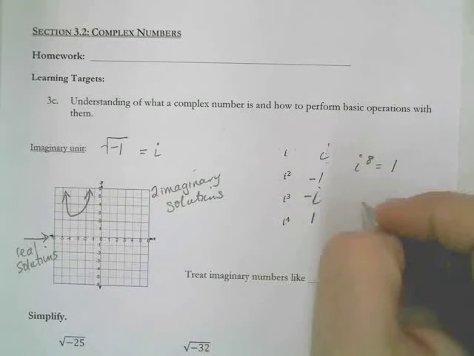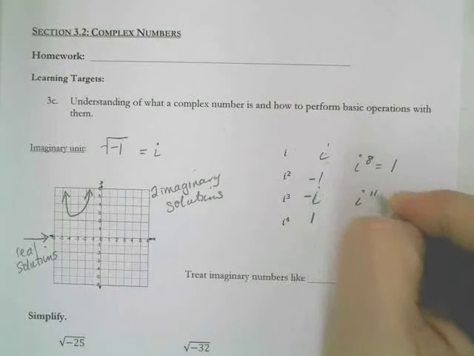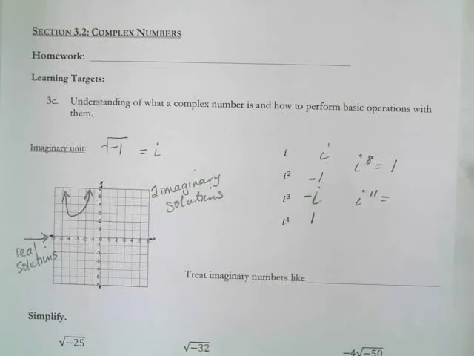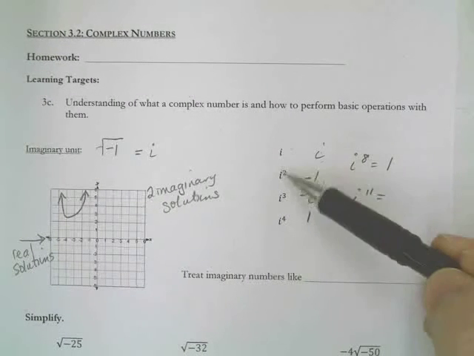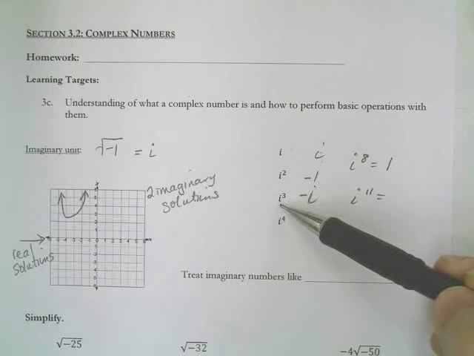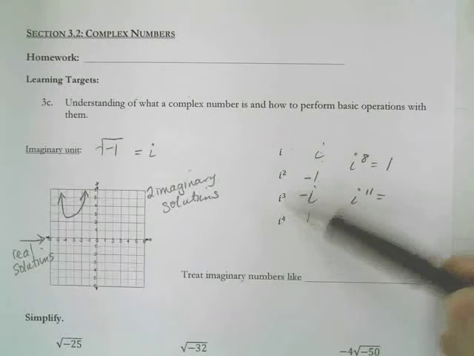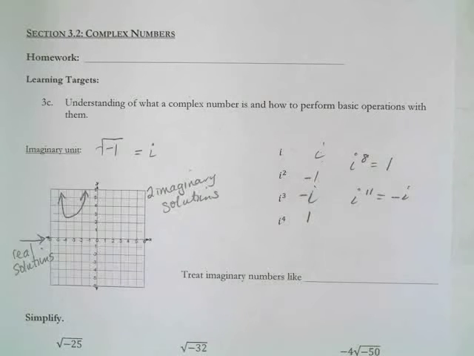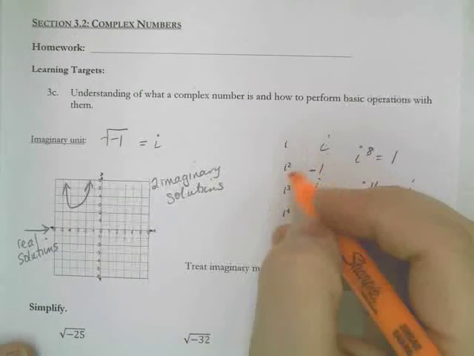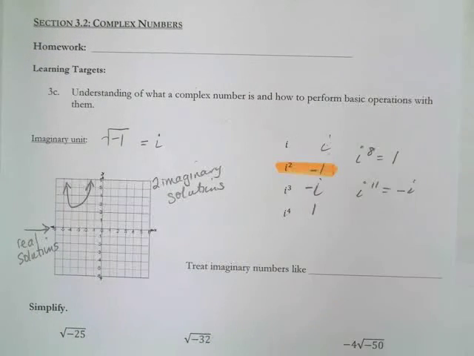If I have i to the 11th, we just count. 1, 2, 3, 4, 5, 6, 7, 8, 9, 10, 11. So i to the 11th is the same as i to the third, so it's -i. The one that you're going to see the most, and the one you should probably memorize, is that one: i squared is -1.